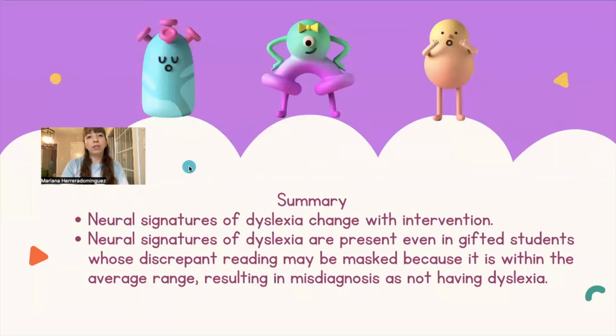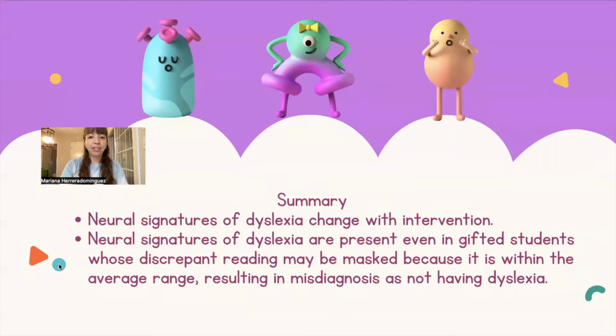So when we talk about dyslexia, we talk about neural signatures, and these can change with intervention. Now, this is pretty self-explanatory, right? If you're experiencing difficulties in something and then an intervention takes place, an intervention that is consistent with what your needs are and aligned with your goals, then things may change for the better, correct?